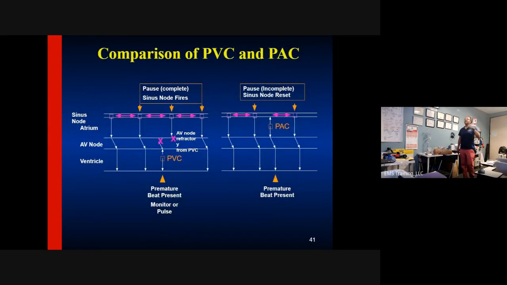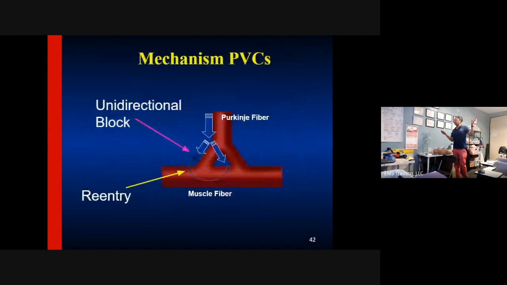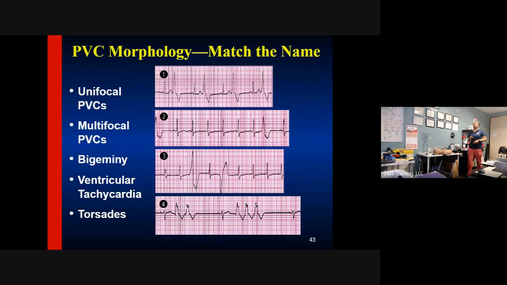All right, PVCs versus PACs. PVCs are definitely coming from the ventricle. And PACs, your stimulus is coming from the atrium. That's why they're called that. This is your mechanism of PVCs and your Purkinje fibers. Purkinje fibers are what's in the ventricles, right? Those little things. All right, PVCs.